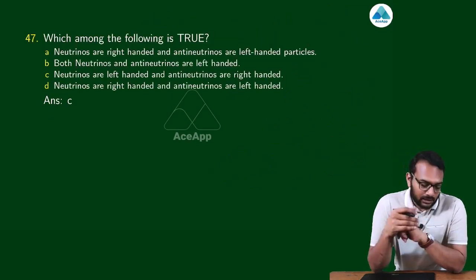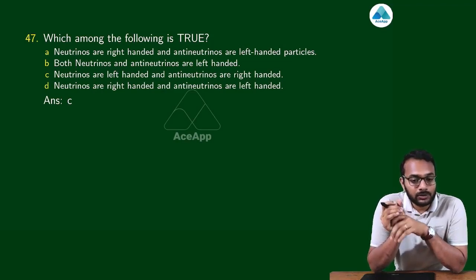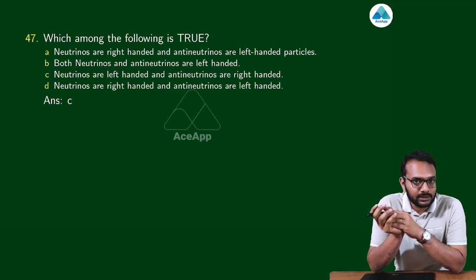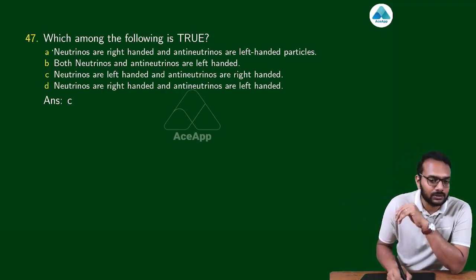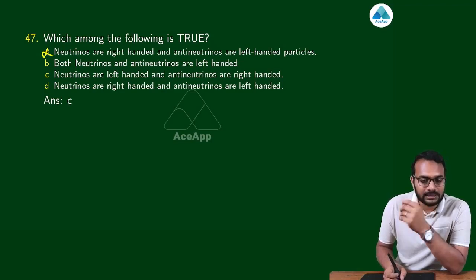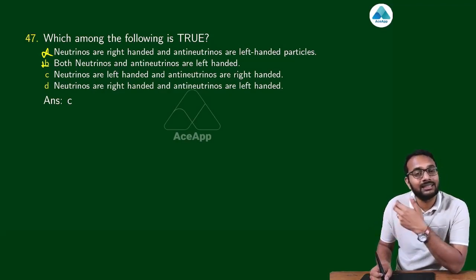Okay. Which among the following is true? We have come to relativistic. Neutrinos are right-handed and antineutrinos are left-handed particles. Is that correct? No, it so happens that in nature neutrinos are left-handed. So this is wrong. Both neutrinos and antineutrinos are left-handed. No, we know that neutrinos are left-handed whereas antineutrinos are always right-handed.